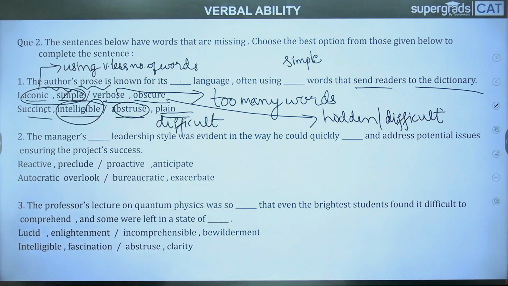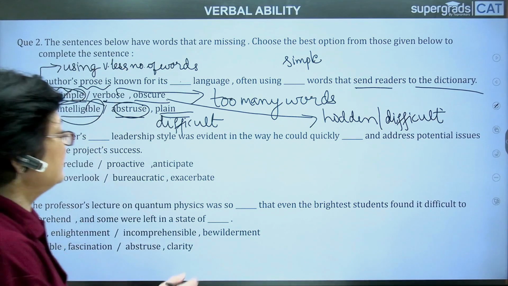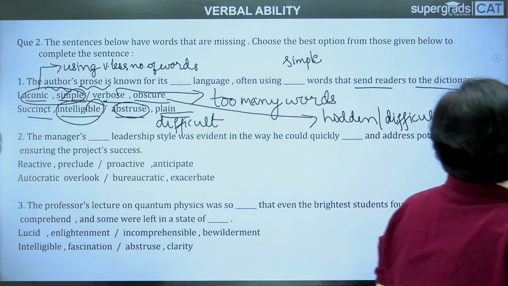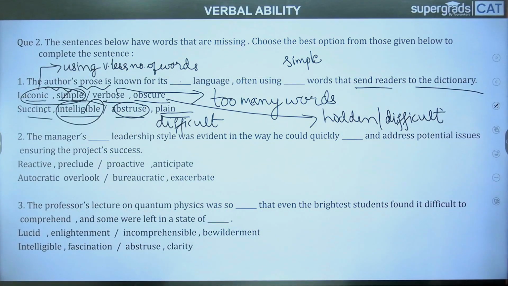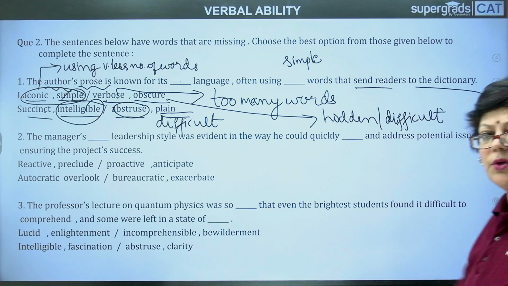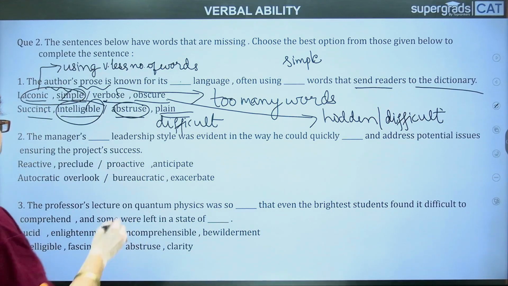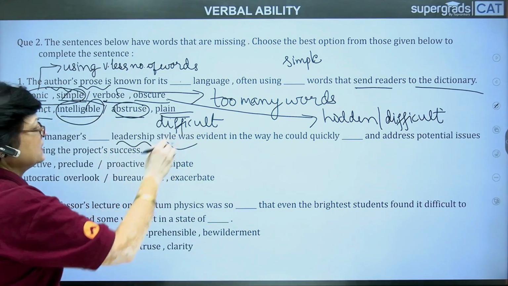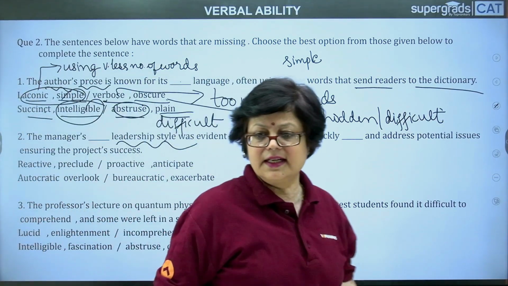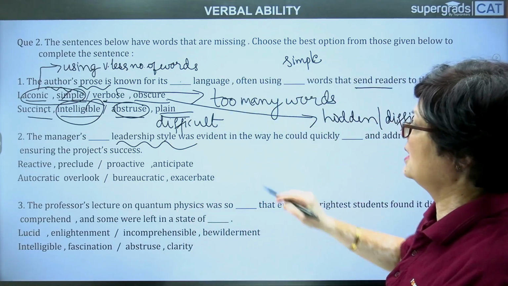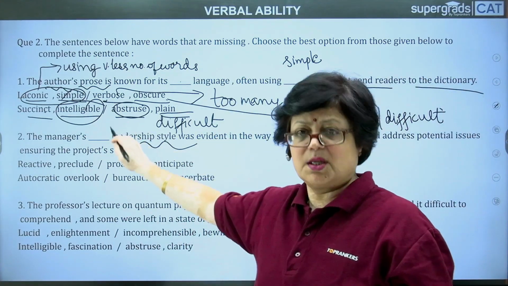Let's see the second one. The manager's dash leadership style was evident in the way he could quickly dash and address potential issues, ensuring the project's success. So, if we look at it again, in the first part of the sentence, we are talking about the manager's leadership style. What style of leadership? Let us see.